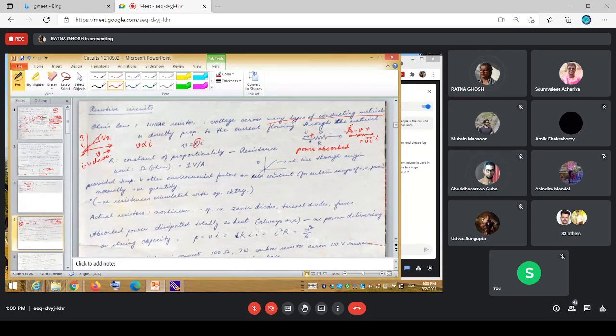No, ma'am. What is the relation there? It will increase with temperature. R is equal to rho L by A, into 1 plus alpha delta T. Right. So this is the typical relation for a heated wire.